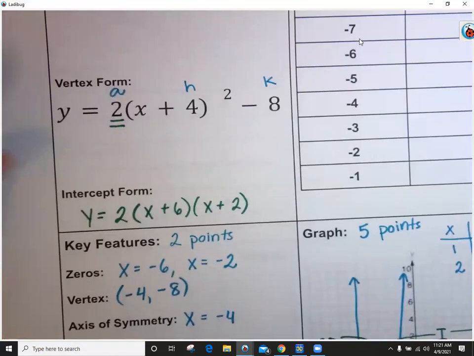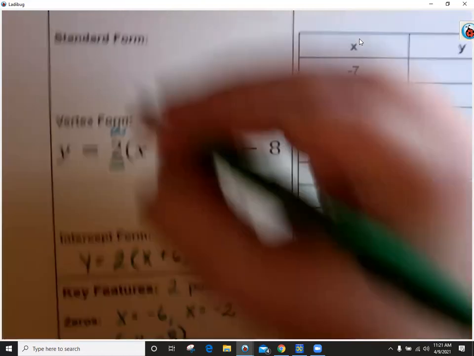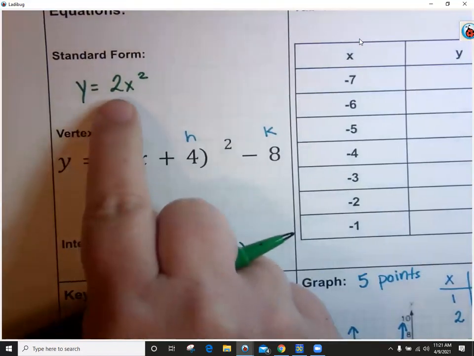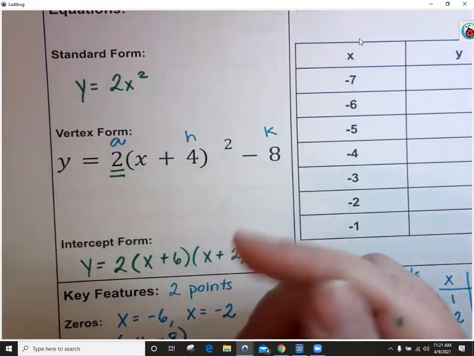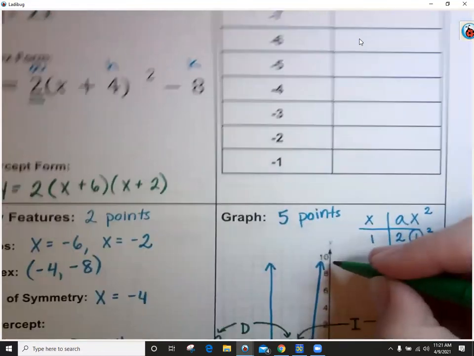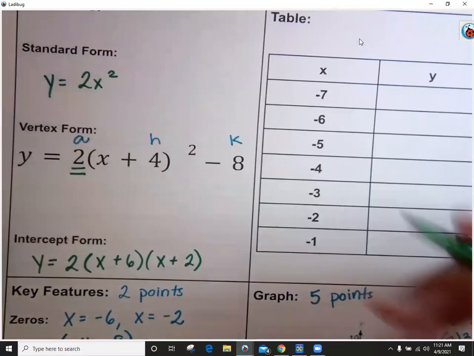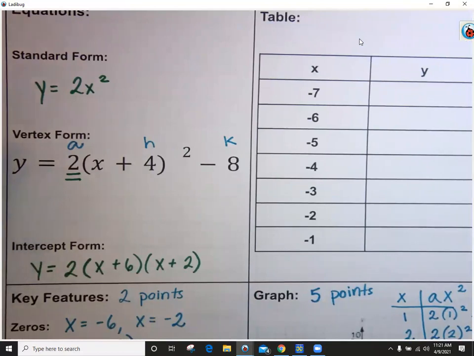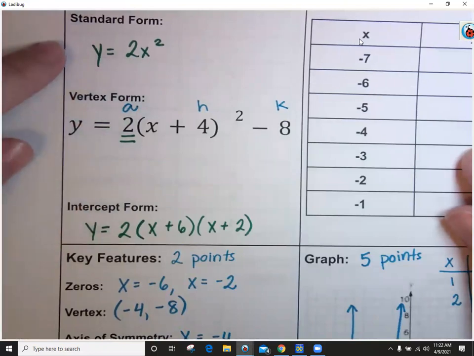Okay, and then to get to standard form, we can't just write it. The only thing we know right now about standard form is that it's going to have the same a value that these had, but we don't know the b or the c because we don't know where this thing hits the y-axis. And it's not easy to find the b just by looking at the graph. Okay, so we've got to be able to take one of these two equations and convert them to standard form.